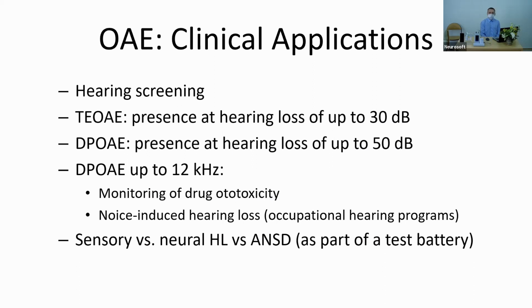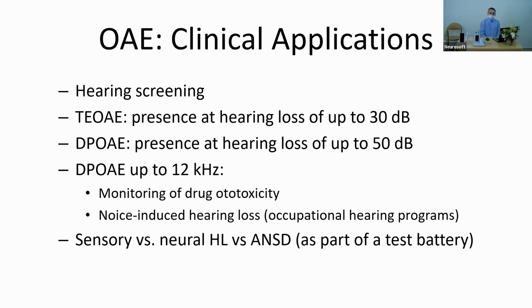So the clinical applications of otoacoustic emissions, aside from screening, are the following. We can also use, for example, TE-OAE to detect hearing loss. It is present at hearing loss up to 30 dB. So if there is no response, the hearing loss is of higher intensity level. And distortion product otoacoustic emission is also present at hearing loss, but at higher intensity, up to 50 dB.